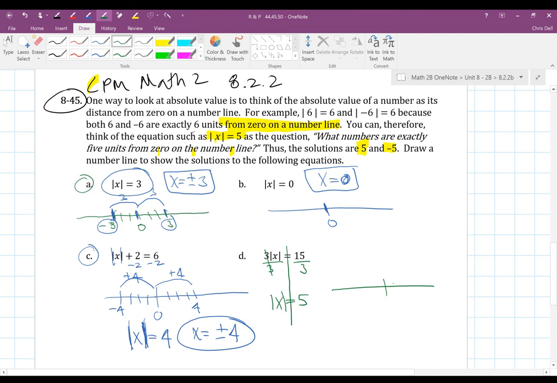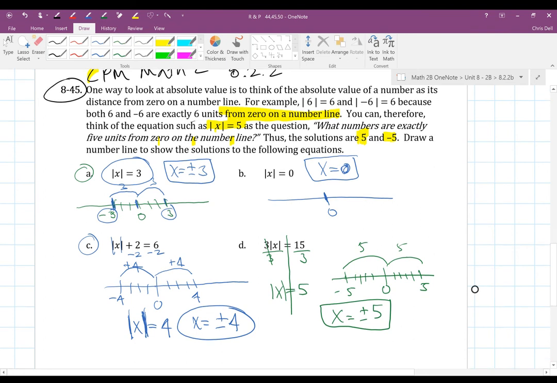So what number is 5 units from 0? Well, 5 is, of course. And then the other one would be negative 5. So negative 5 would also be 5 units away from 0. So in this case, my answer is x is equal to positive or negative 5. Okay? All right. There we go.